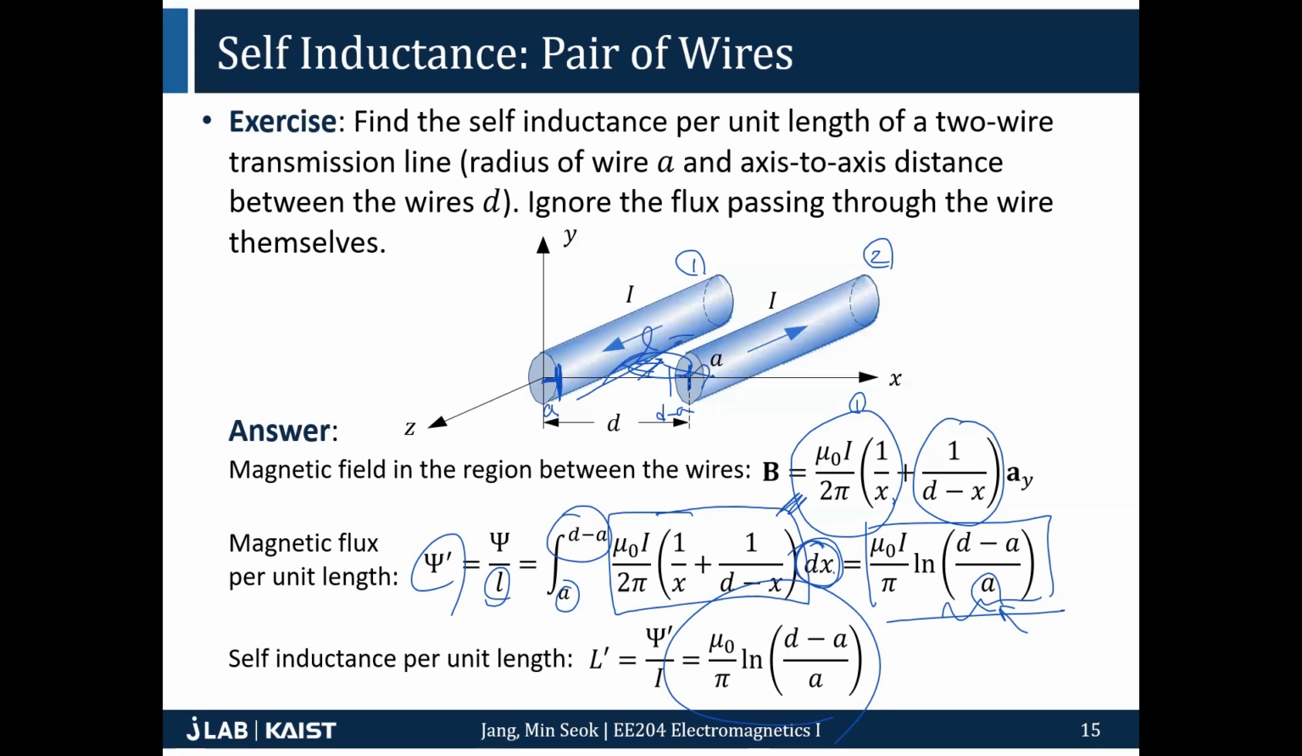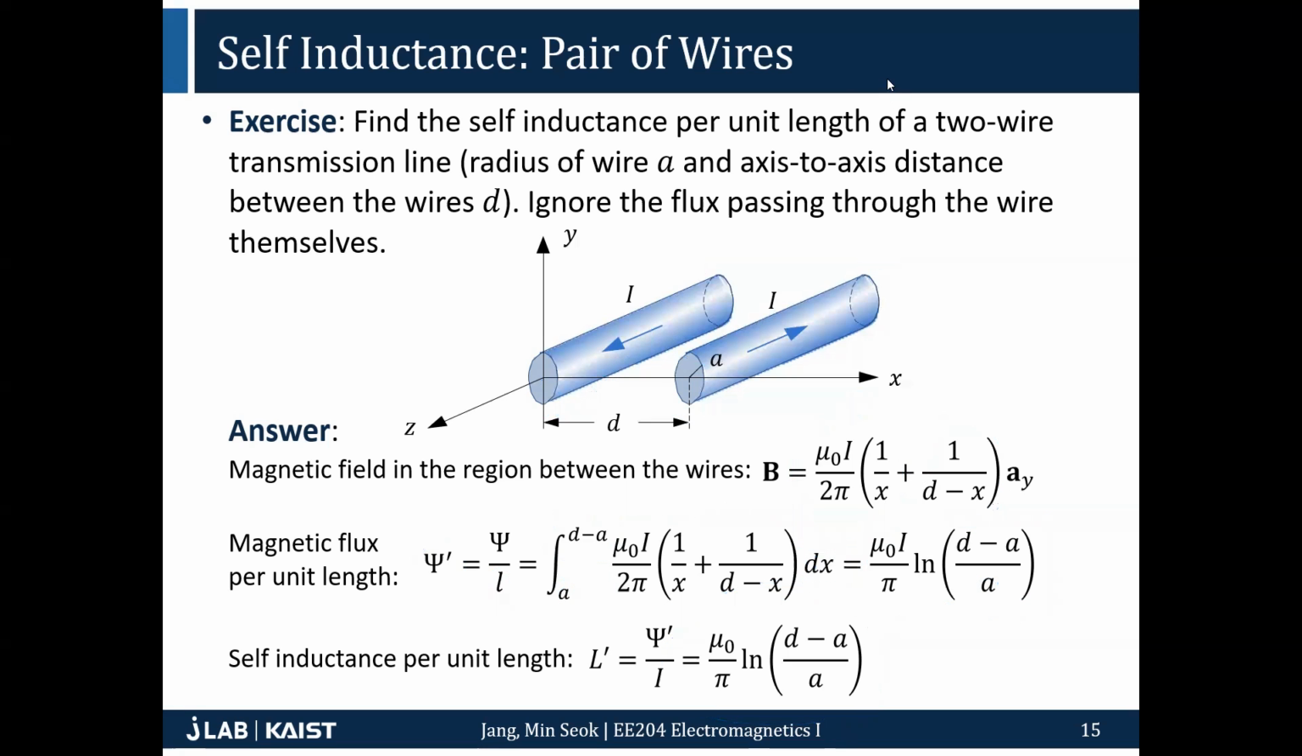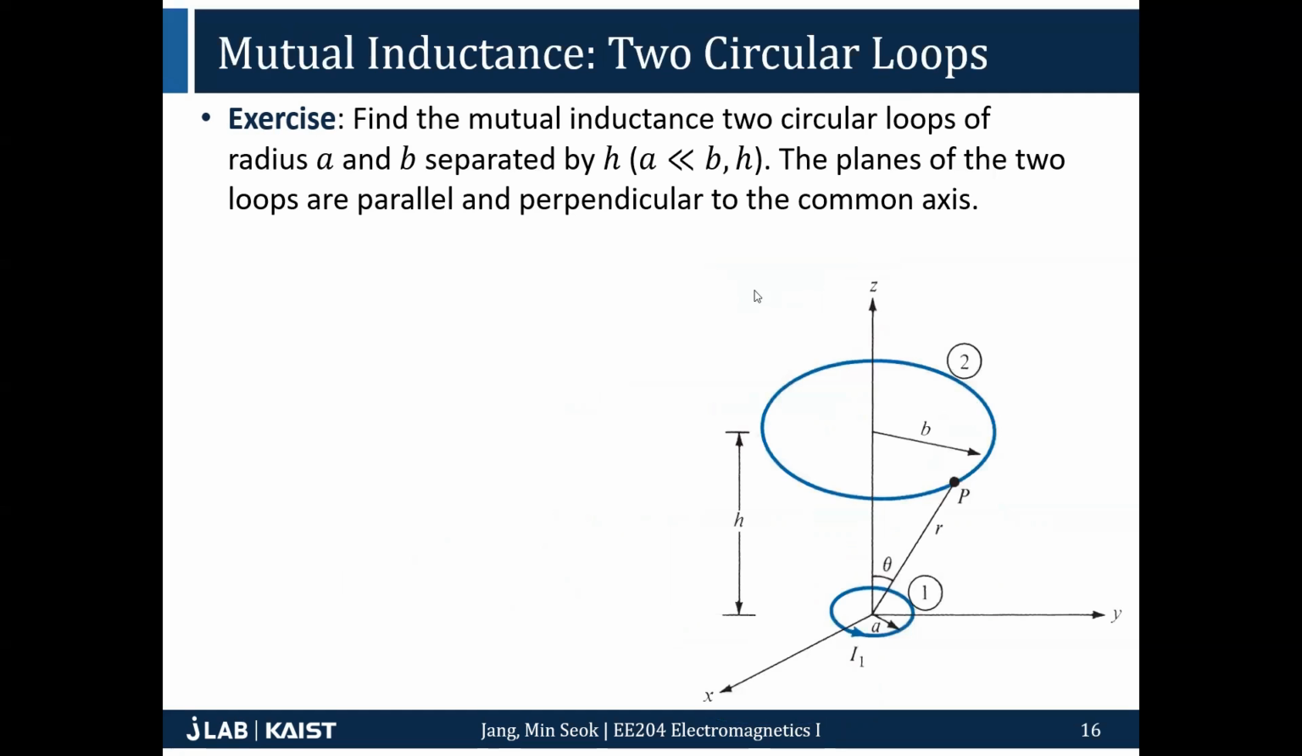There's nothing difficult here. So let's move on to the mutual inductance, because you are solving two easy problems so far. Well, this one is also easy, but anyway, things require more thinking here. So the problem is this: you have two circular loops. Circular loop 1 at the origin, circular loop 2 at z equals h, and both loops are parallel to the xy plane.